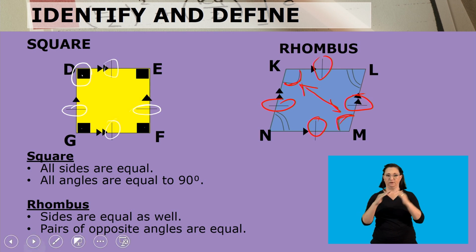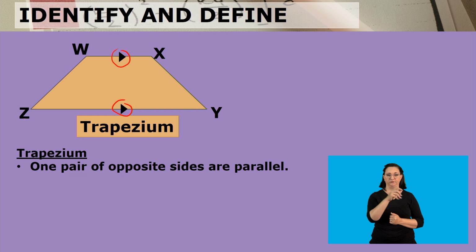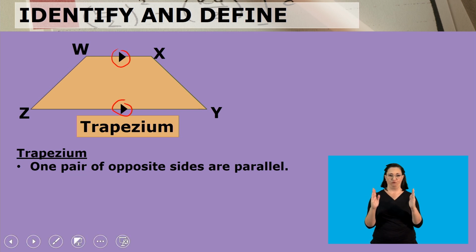Let's move on to the next one, which is a trapezium. A trapezium has one pair of opposite sides which are parallel. And in this case, we would see that with those arrowheads, that WX and YZ are parallel because they have one arrowhead. The other sides are not parallel. Right, let's look at the next one.